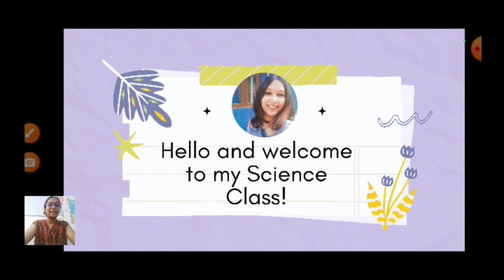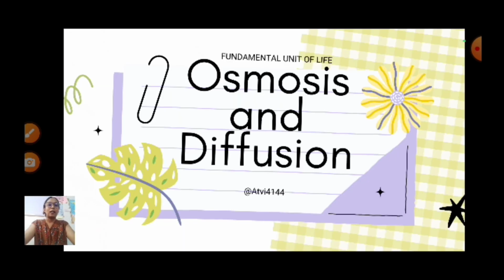Everyone. Today is class 2 of the chapter Fundamental Units of Life, class 9. So today we will be dealing with the two terms, the two concepts, that is osmosis and diffusion. So one by one we will go into details in these topics.